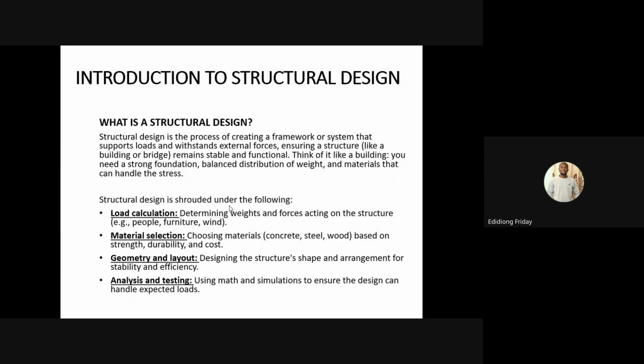So for material selection, structural design entails choosing materials. We have different materials with which we build around this part of the world. We use concrete, we use steel, we use wood. We also have composite structures, a combination of concrete and steel. These materials are chosen based on their strength, durability, and cost. We are going to get acquainted with all this later in this class today.